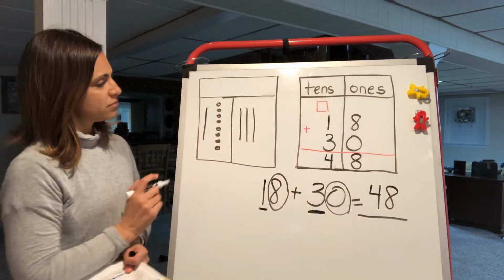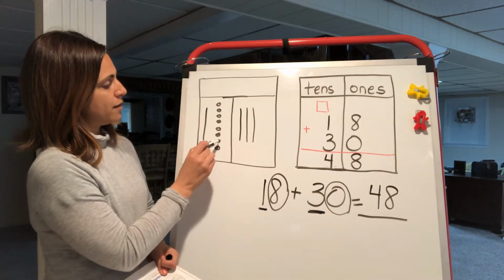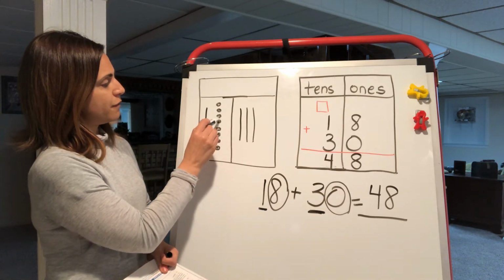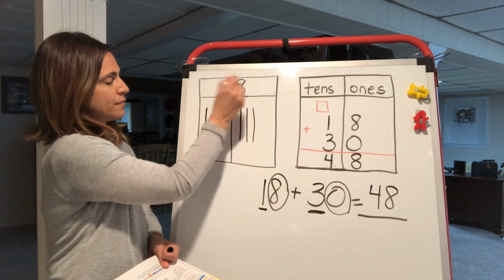Check our picture. Let's count by tens first. 10, 20, 30, 40, 41, 42, 43, 44, 45, 46, 47, 48. Correct.